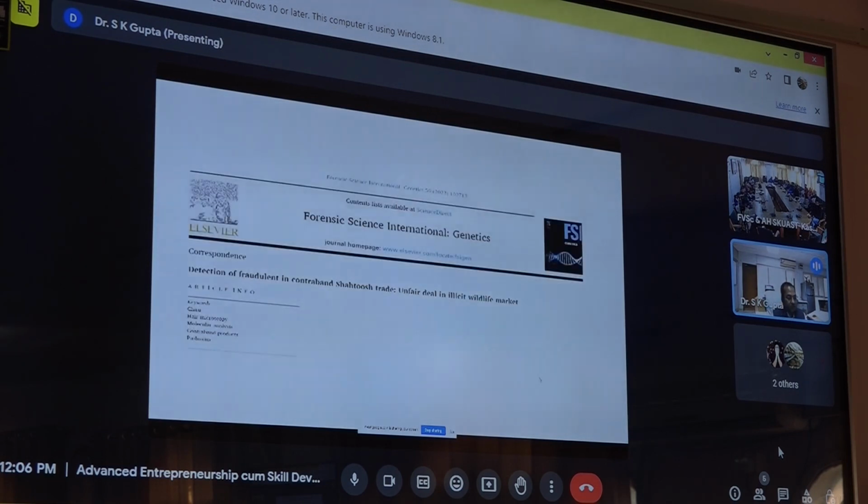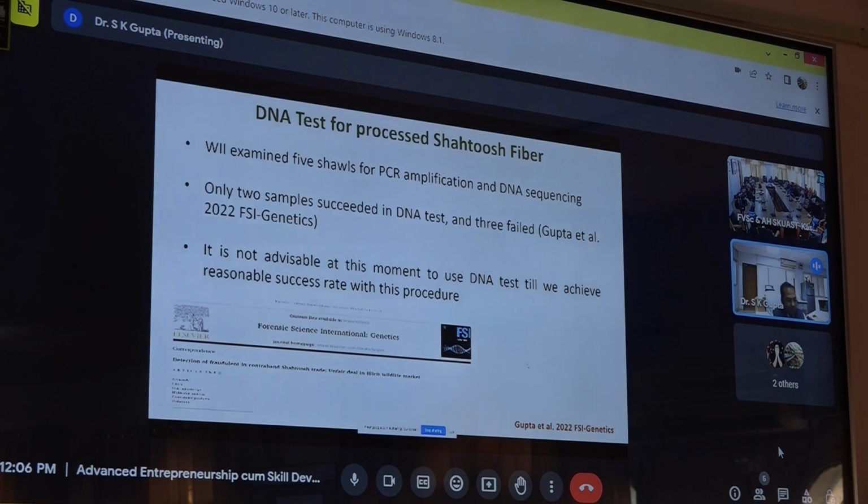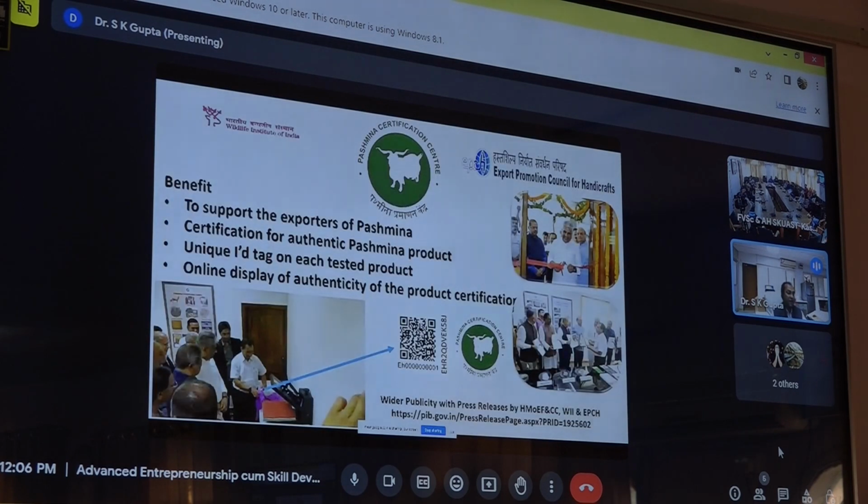So that is what I wanted to tell you here, and it is the paper which we published in 2022. There was a lot of demand from the wool trade industry to set up a legal place for the identification and certification of their product, so that only certified Pashmina product will be sent outside for trade.